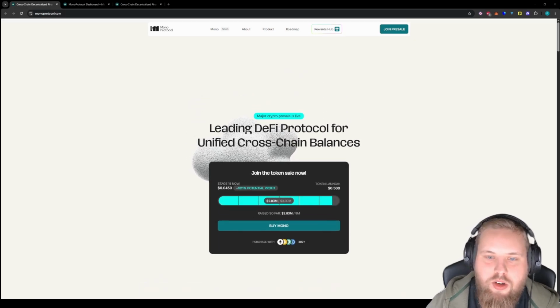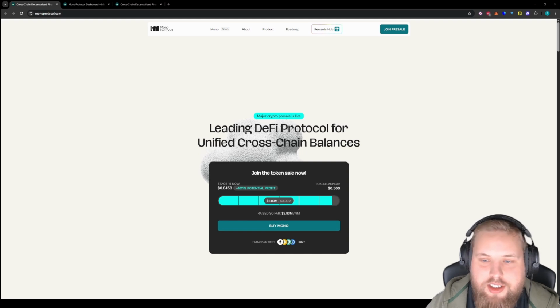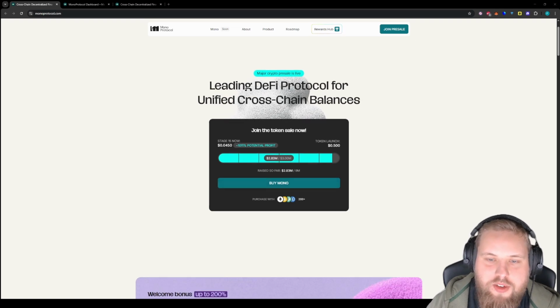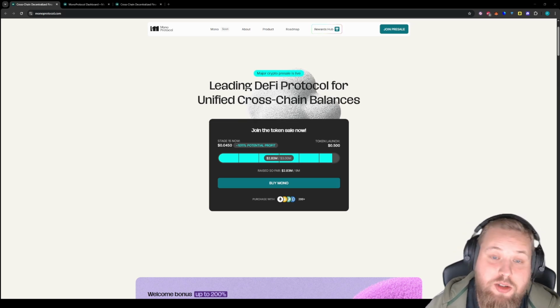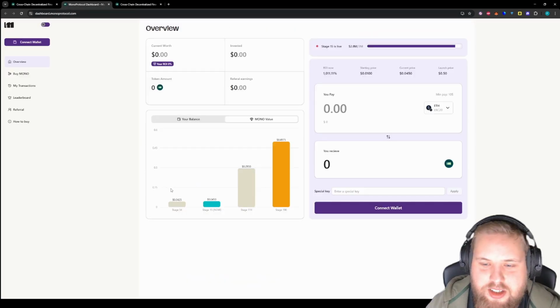Leading DeFi protocol for unified cross-chain balances. Join the token sale now, stage 15 at 0.054 dollars, so you can already see this is a multi-level presale, meaning each level the price increases. And we have something here that's pretty damn impressive. We have a total of 197 stages of presale phases, which is pretty damn crazy. But I like it. It's something new. It's not just 10 or 20 levels. It's 197. And we're in stage 15 now, where the price is at $0.05.